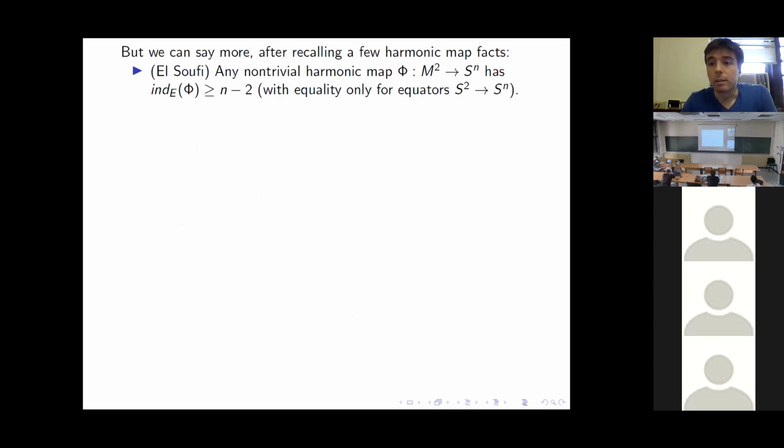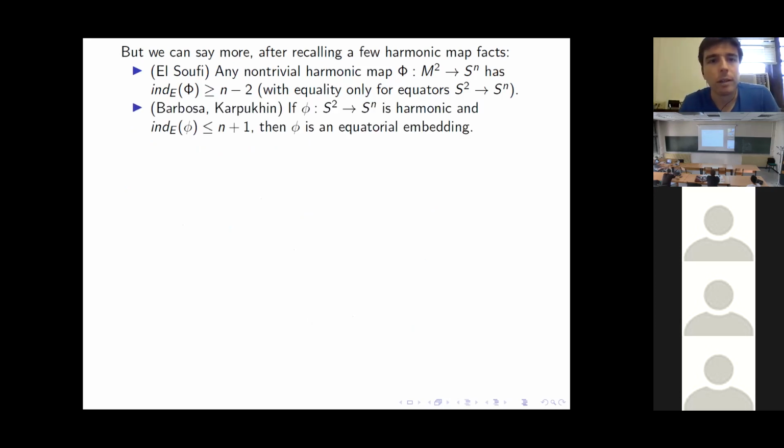Okay, so first of all, we have this classic result by Ejiri, which tells us that for any non-trivial harmonic map from a surface into S^n, its energy index, Morse index, is at least n-2. And equality implies that you're in fact an equatorial S^2 sitting inside S^n. By the classical structure theory for harmonic maps from S^2 to S^n, and some subsequent work by my collaborator Mikhail Karpukhin, we know in fact that if we have a harmonic map from S^2 to S^n, and the Morse index is at most n+1, then it has to be an equatorial embedding. So not only does index n-2 imply that you're an equatorial embedding as in this Ejiri theorem, but if your domain is actually S^2, then there's a larger gap.